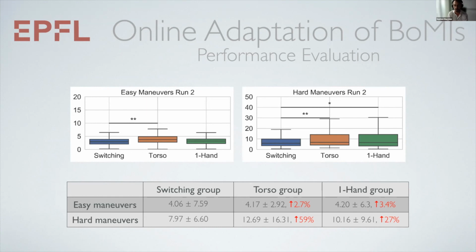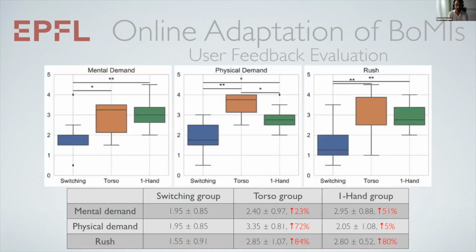And also we realized that in terms of user feedback, people felt less mentally demanded and less physically demanded when being able to switch between interfaces. So people using just the torso felt 72% more tired than people able to switch, and felt 23% more mentally demanded than people who were able to switch. And it was the same for both torso and one-hand groups. So we improved the user experience by allowing people to switch control interfaces with respect to standard fixed interfaces.